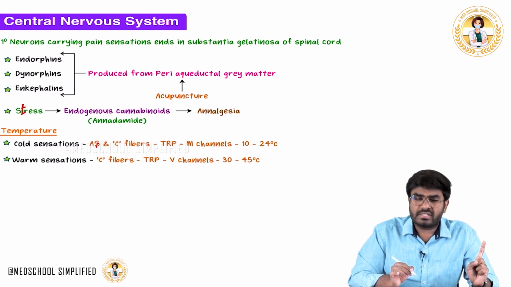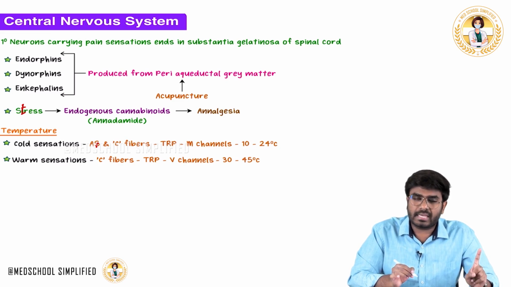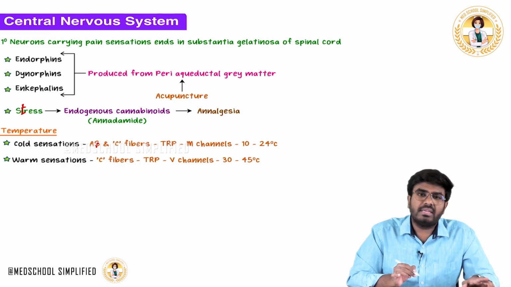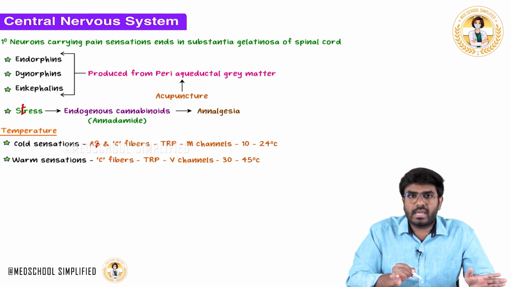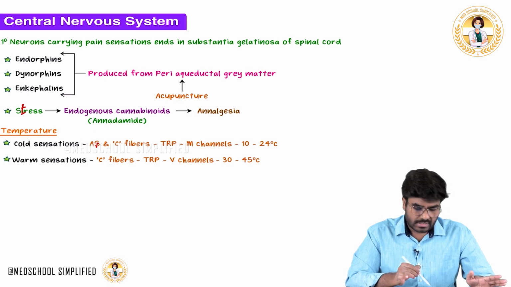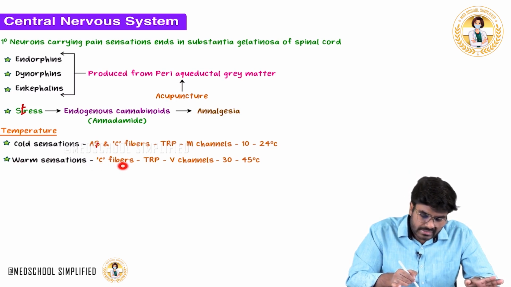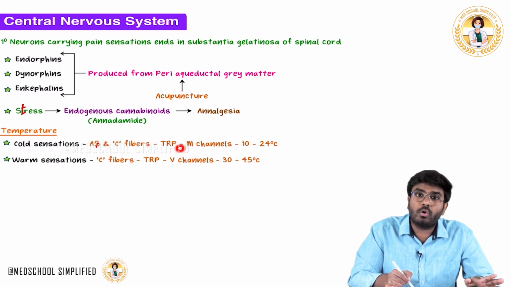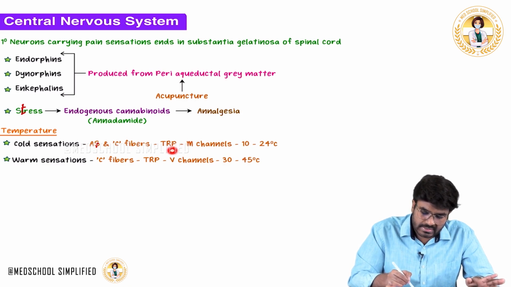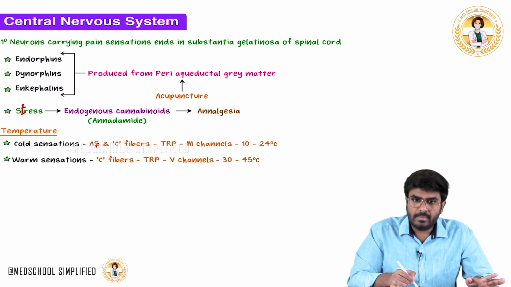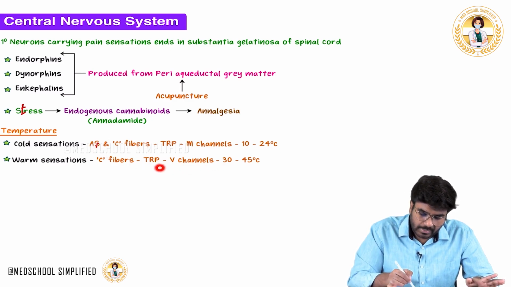A delta fibers, we have already discussed. A delta fibers carry the fast pain, epicritic pain, acute pain, sharp pain. In the same way, the cold sensations are carried by both A delta fibers as well as C fibers. But warm sensations are carried by C fibers only. Here you have the TRPM channels. Remember, M for moon, for cool. TRPM channels are present on the pathways where the cold sensations are being transmitted, and TRPV channels are present on the C fibers which are carrying the warm sensations.